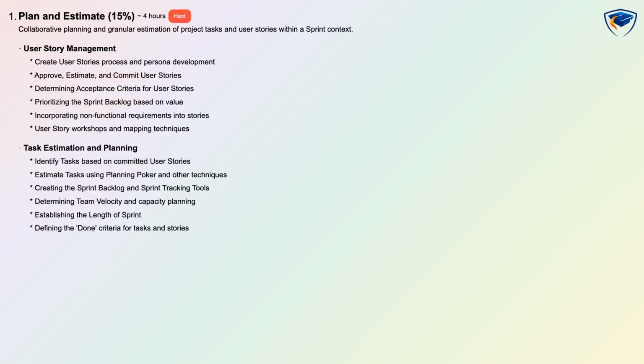Plan and estimate is 15% of the exam, rated hard, and requires about 4 hours of study with conceptual and scenario-based assessment. You will learn collaborative planning for sprints, how to create and manage user stories, set acceptance criteria, and prioritize the sprint backlog by value. The domain covers task estimation techniques like planning poker, creating sprint backlogs, calculating team velocity, and defining the done criteria. Expect scenarios on user story workshops, mapping techniques, and incorporating non-functional requirements into stories.